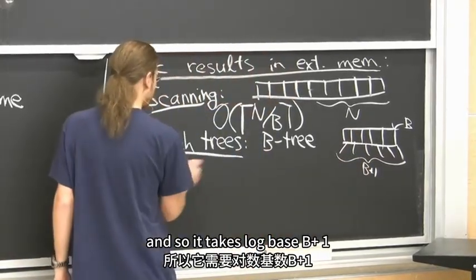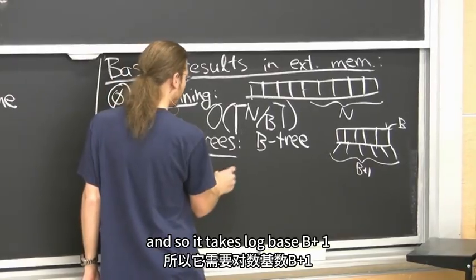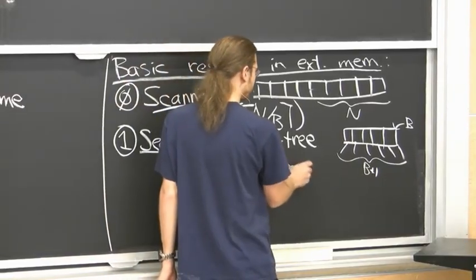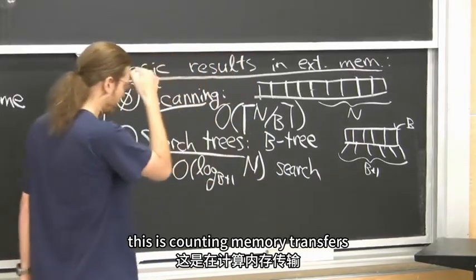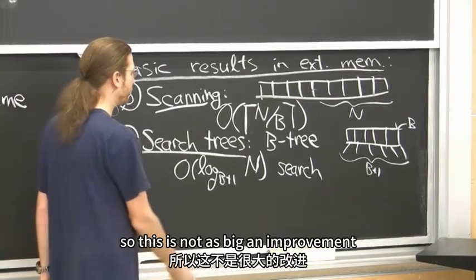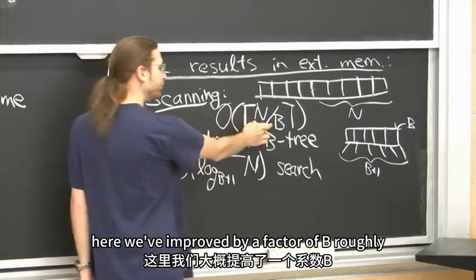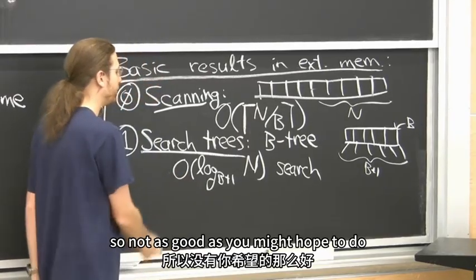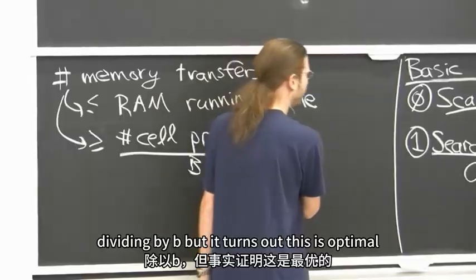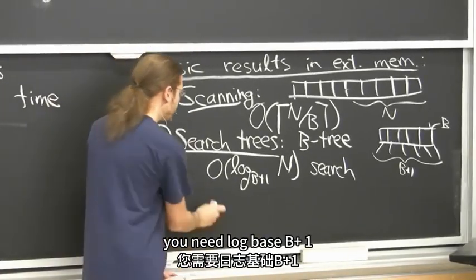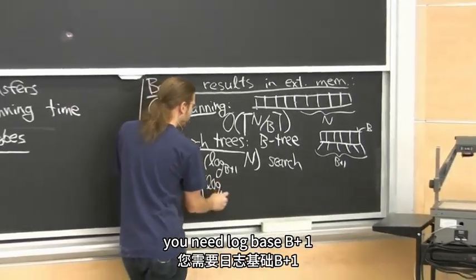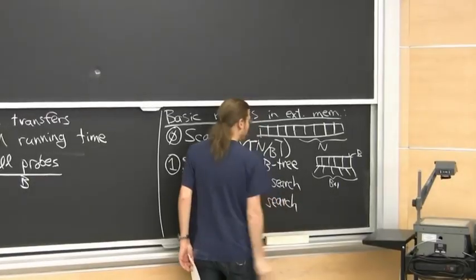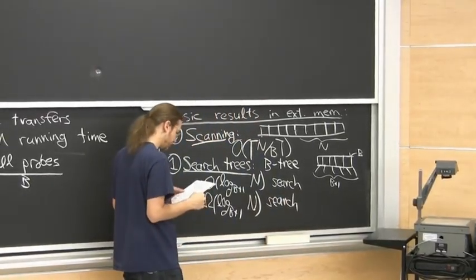And so it takes log base B plus 1 of n to do a search. This is counting memory transfers. So this is not as big an improvement. Here we've improved by a factor of B, roughly. Here we're improving by a factor of basically log B. So not as good as you might hope to do, dividing by B, but it turns out this is optimal. You need log base B plus 1 of n to do a search in the comparison model.